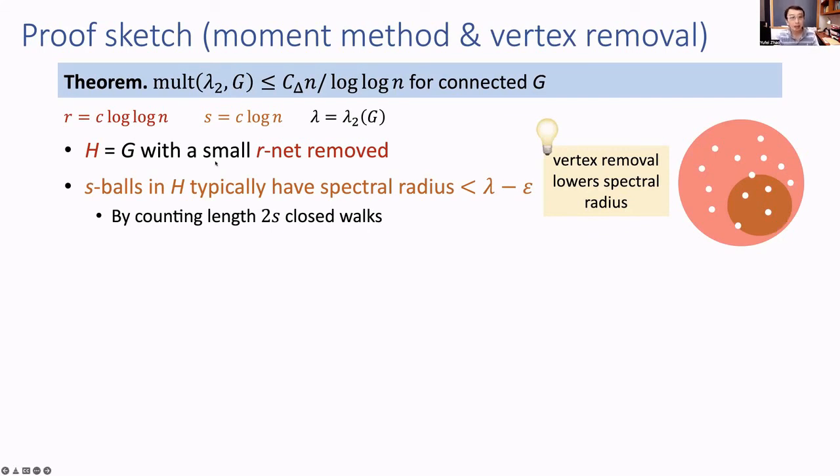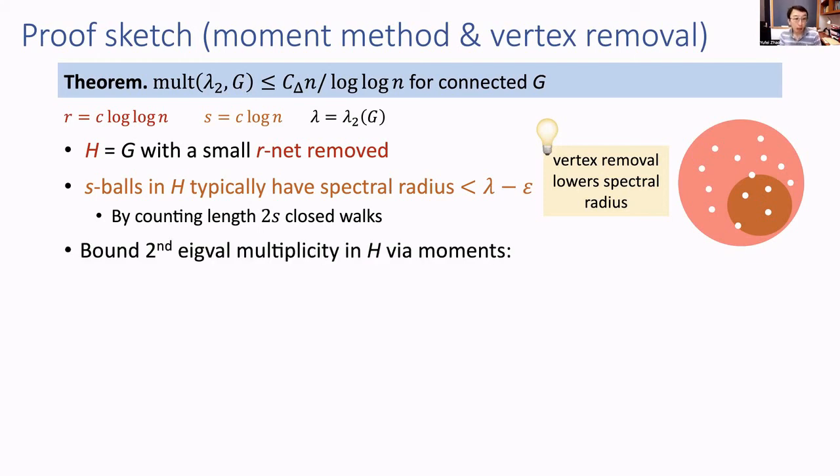And the key observation is that this procedure, removing the net from a graph, must significantly reduce the spectral radius. This is not hard to prove. It can be proved by counting closed walks, but it's a key observation in this proof. In particular, we show that if you look at the local S-ball, S is around log n, it has spectral radius significantly reduced from lambda. Here lambda is the second largest eigenvalue of G, which means that for pretty much all the vertices, if you look at the local ball, the spectral radius of that ball should be at most lambda. It could occasionally be higher, but that can't happen too often. And this step here says that by poking some holes, the top eigenvalue must drop substantially.